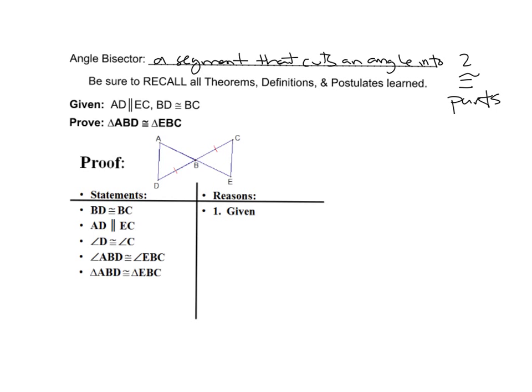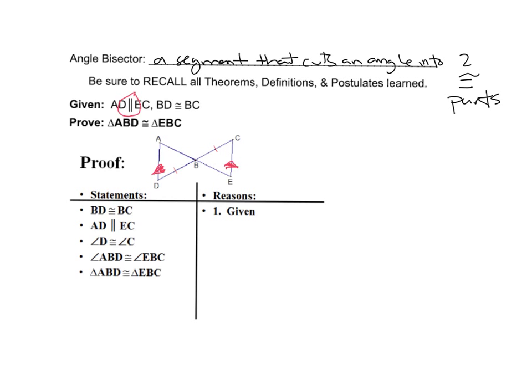So, given that AD, what does this symbol mean? That means it is parallel. So given that AD is parallel to EC and that BD is congruent to BC, prove that these two triangles, ABD and EBC, are in fact congruent. Now, I'm going to make this mark here and this mark here. Remember, this is not a congruency mark. These are those little triangles to prove that those are parallel, since that's what they told me here.